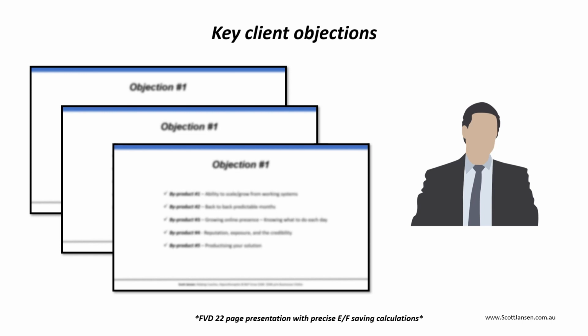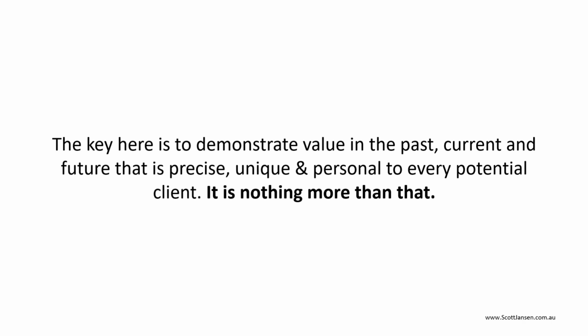So we have to cover the key client objections and destroy those things before you even get close to giving your price. The key here is to demonstrate value in the past, current, and future that is precise to every person you get on a strategy call, unique and personal to every potential client. It's nothing more than that. To transition from the generalist to the specialist is about learning how to demonstrate what you do, your value, what you're saving your clients from, the key objections, how to transition from the script into the future value deck into some sort of presentation which breaks down step by step in detail what they do. That's how we transition. It's nothing more than that.